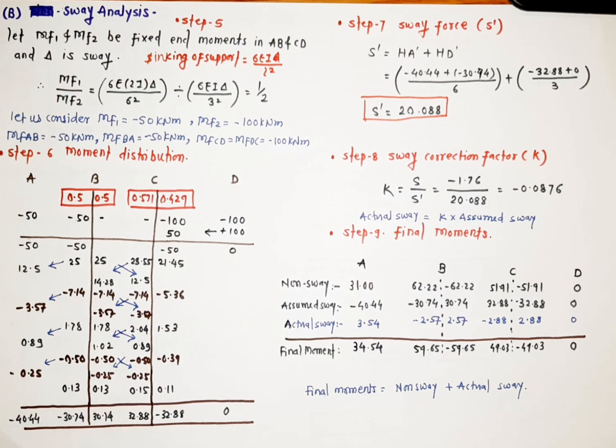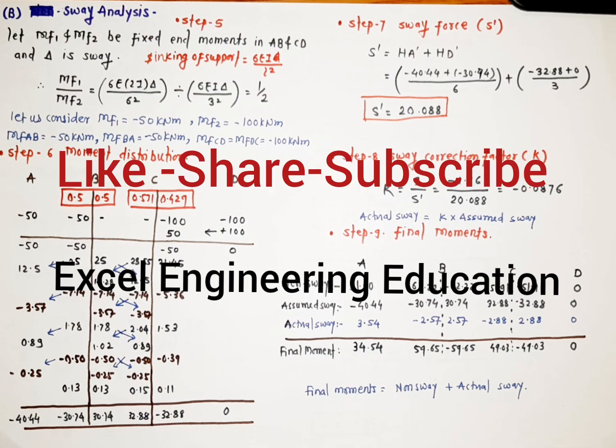So let us revise how we calculated. First we calculated the non-sway analysis, and then we calculated the sway analysis in this sway frame. So there are a total of 9 steps. If you remember this, you can solve any problem.